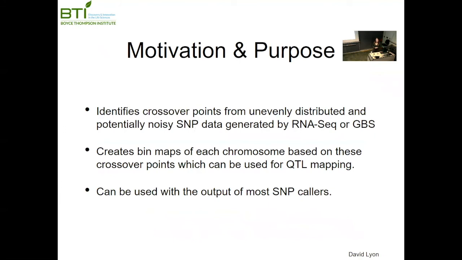So in this case, it's been tested with RILs. So it takes each line and it looks for the crossover points in each line. And then based on an algorithm, it takes those crossover points and constructs a bin map from that data. And also the other thing about it, there are some other tools that do some similar things, but this one, if you have a BCF file, it basically will take BCF files from any SNP caller.